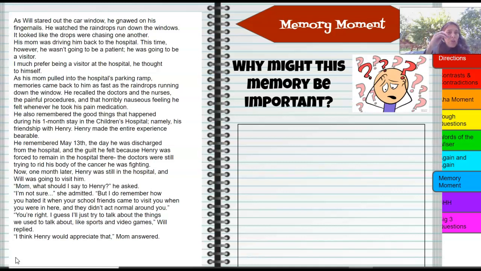He also remembered the good things that happened during his one-month stay in the children's hospital, namely his friendship with Henry. Henry made the entire experience bearable. He remembered May 13th, the day he was discharged from the hospital, and the guilt he felt because Henry was still forced to remain at the hospital. The doctors were still trying to rid his body of the cancer he was fighting. Now, one month later, Henry was still in the hospital, and Will was going to visit him.